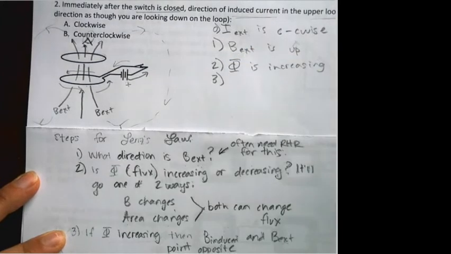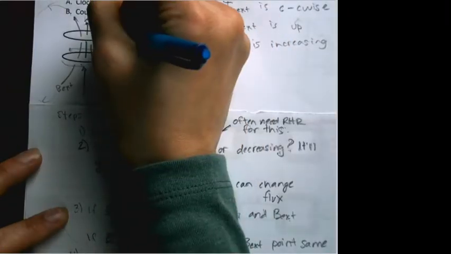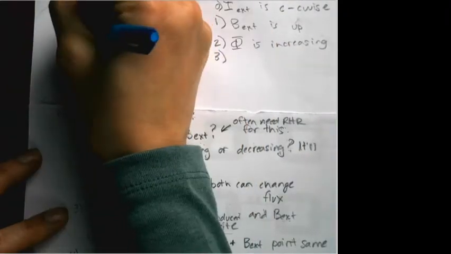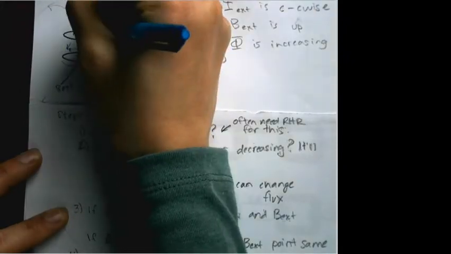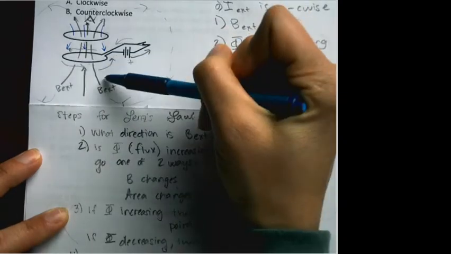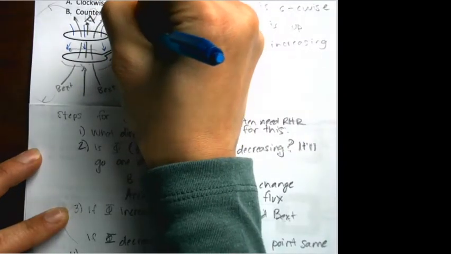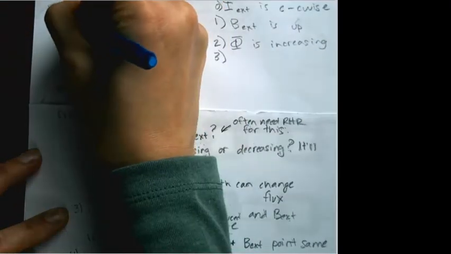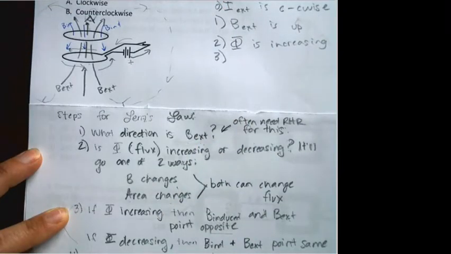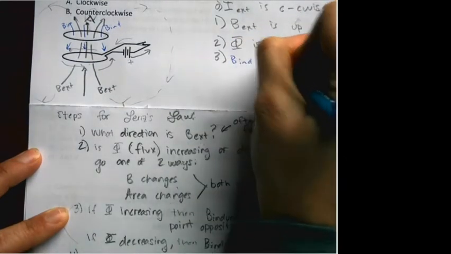Our third step: the flux is increasing, so B induced and B external must point opposite to each other. The external field points up, so B induced, which I'm trying to do in blue, points down. So B induced is down.